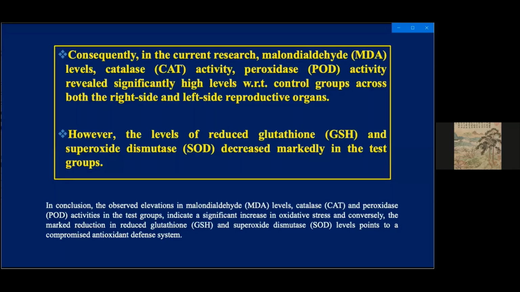So in conclusion, the increase in the level of MDA, catalase and peroxidase activity in the test group indicates a significant increase in oxidative stress, and conversely, the marked reduction in reduced glutathione and superoxide dismutase levels points to a compromised antioxidant defense system. So from all these results, it can be hypothesized that oxidative stress might be playing a very important role in causing azoospermia.